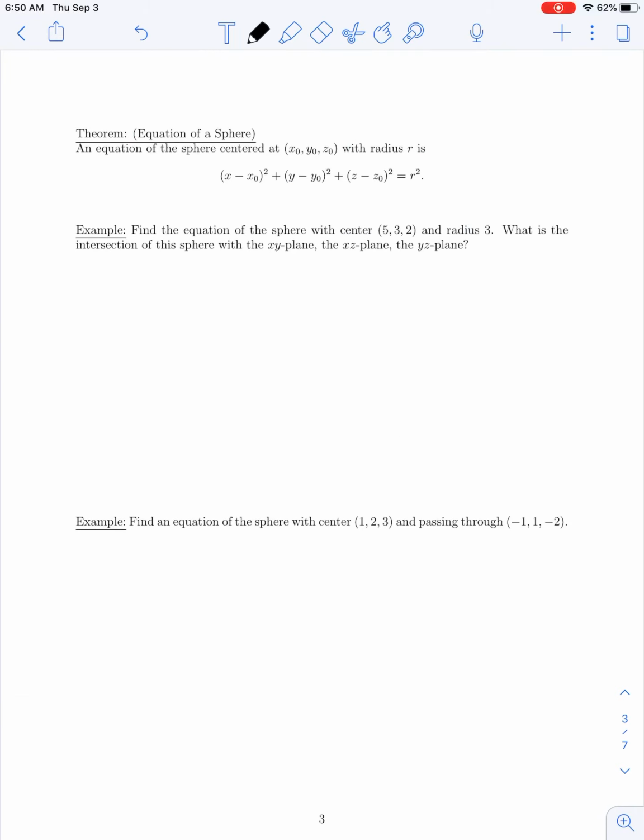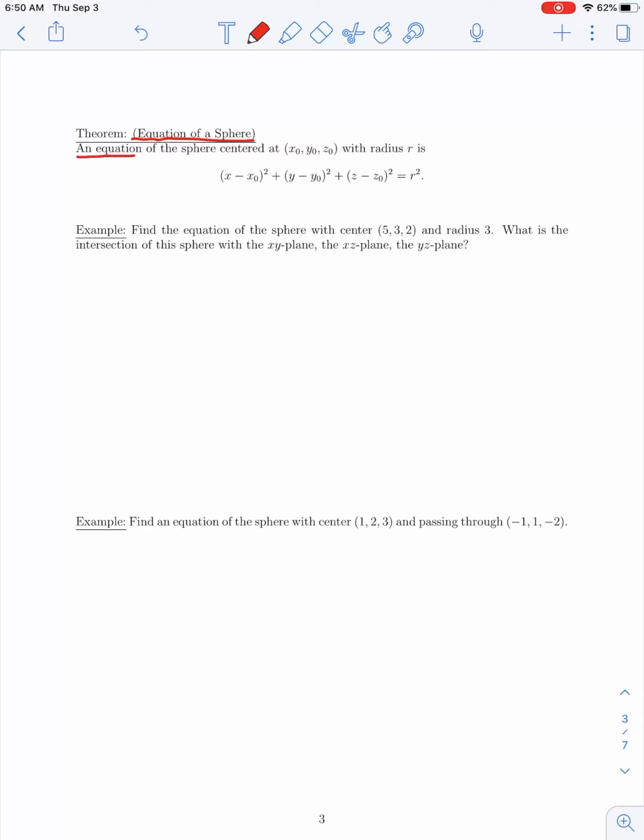Now the next type of figure that we'll talk about in 3 dimensions is the analog of a circle in 2 dimensions. So that analog in space would be a sphere. So the following theorem is going to define the standard form for the equation of a sphere. So here's what it says.